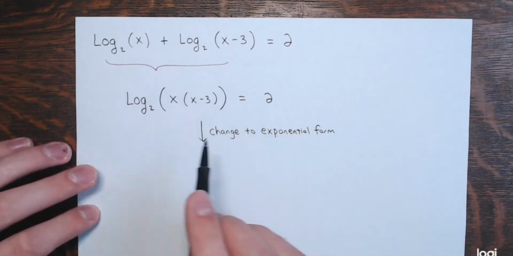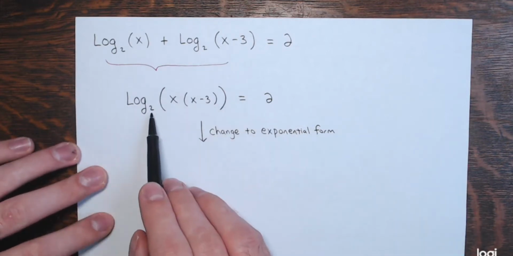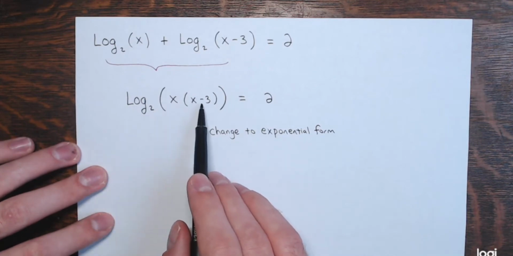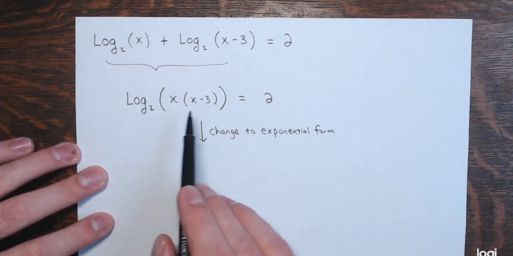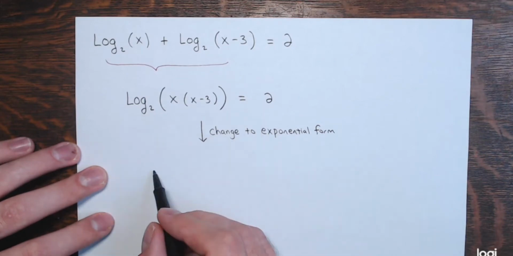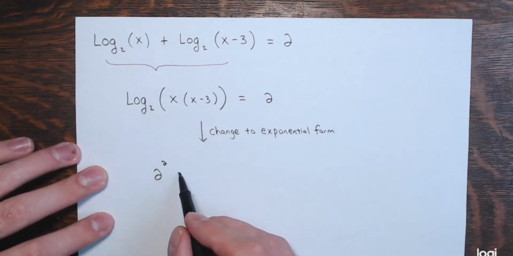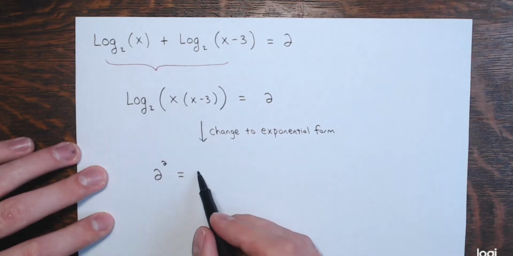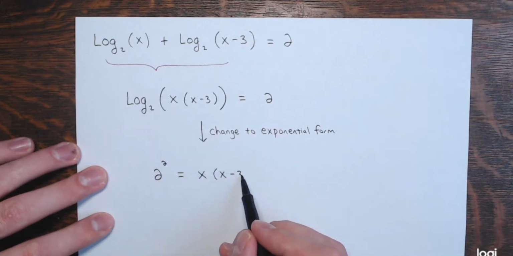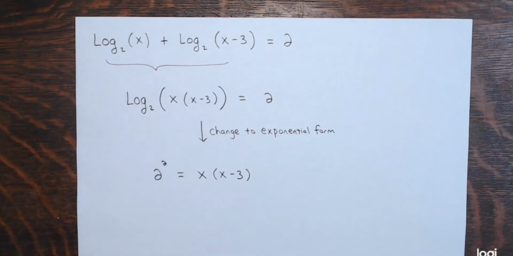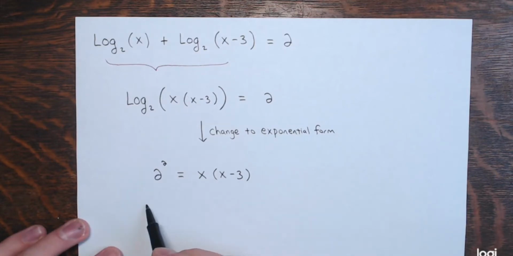So remember what this means. If the log base 2 of x times x minus 3 is 2, that means that 2 to the second power equals this argument, equals x times x minus 3. Once again, I am hoping you remember this from previous sections. This has been discussed before, changing back and forth between logarithmic form and exponential form. Well, this is just x times x minus 3. I'm just switching sides here.